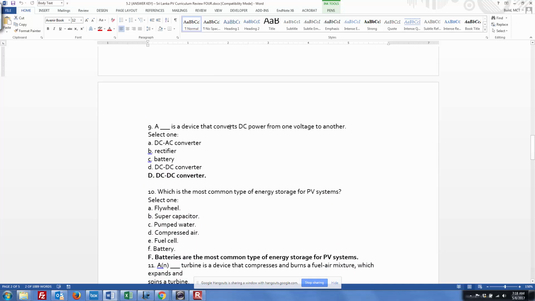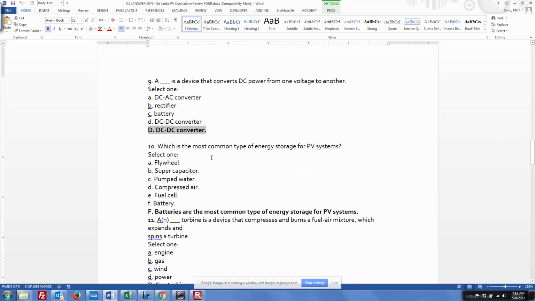A blank is a device that converts DC power from one voltage to another. The answer is DC to DC, and I'll show you that. Which is the most common type of energy storage? The answer in this case is batteries. These are also kind of fun. A flywheel, supercapacitor, pumped water, compressed air, fuel cell, they're all examples of storage, but battery is the most common.